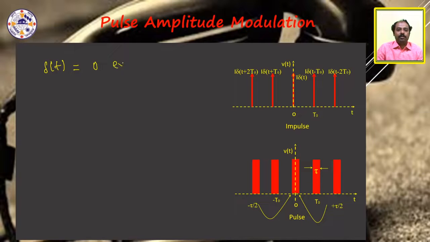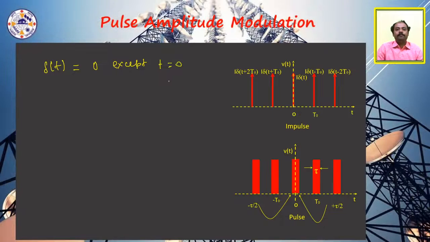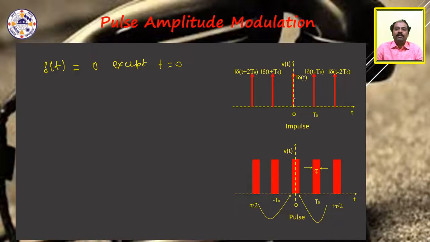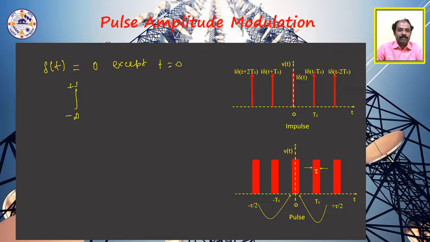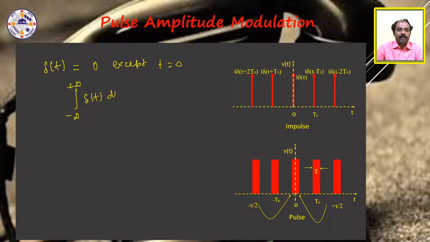This is equal to 0 except at t equals 0. As you can see from the figure, except at t equals 0, the function is equal to 0, and at t equals 0 it has a value I. Theoretically, the area under the curve from minus infinity to plus infinity, which is the ideal definition of the Dirac delta function, delta t dt, is equal to 1.